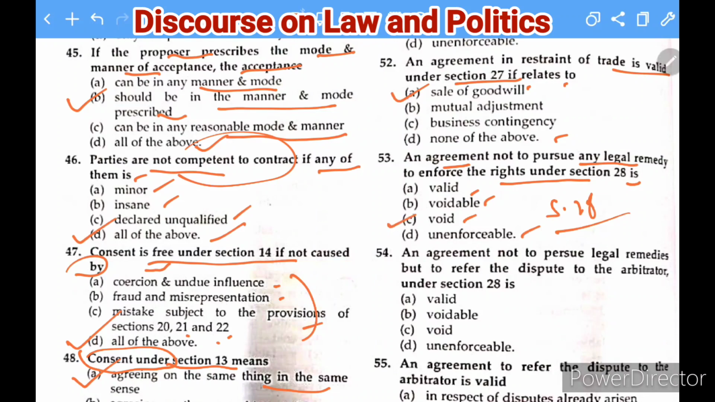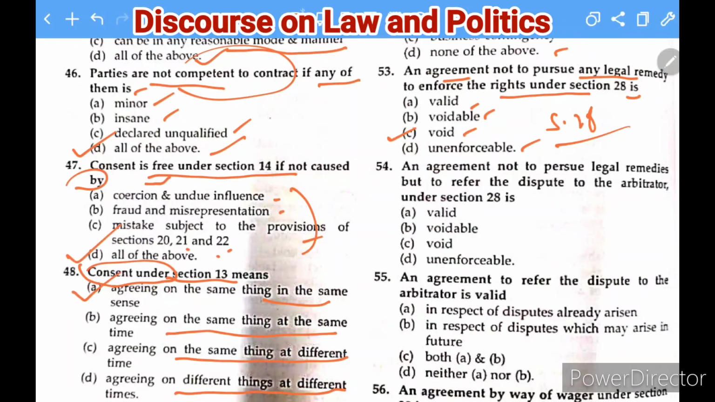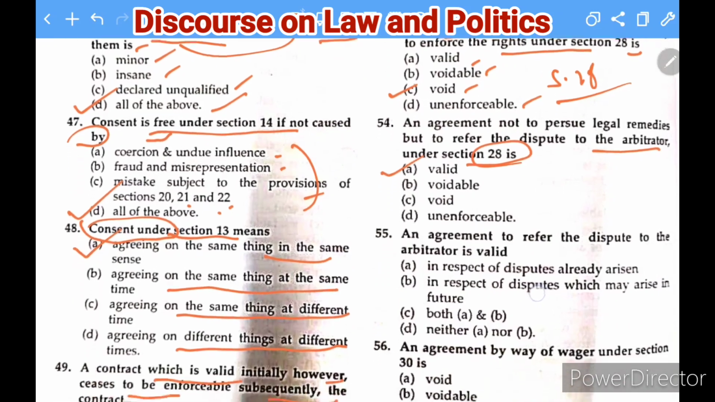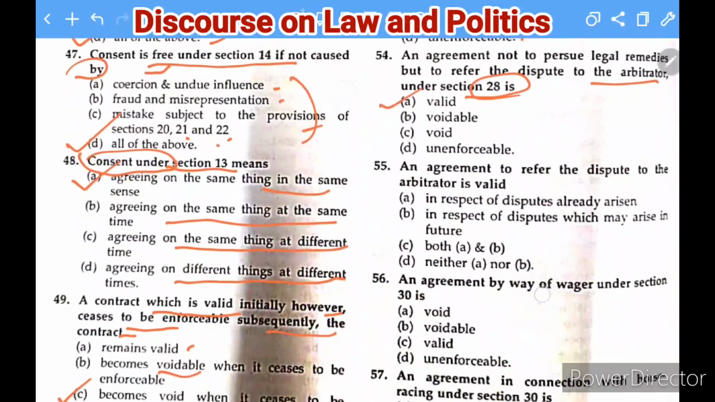So that is C. An agreement not to pursue legal remedies but to refer the dispute to the arbitrator under section 28 is... Now here you can see that you are saying don't get the legal remedy, but you can refer to the arbitrator under section 28 through the agreement. Yes, it is valid because you are not putting any kind of absolute restriction on the legal remedies.